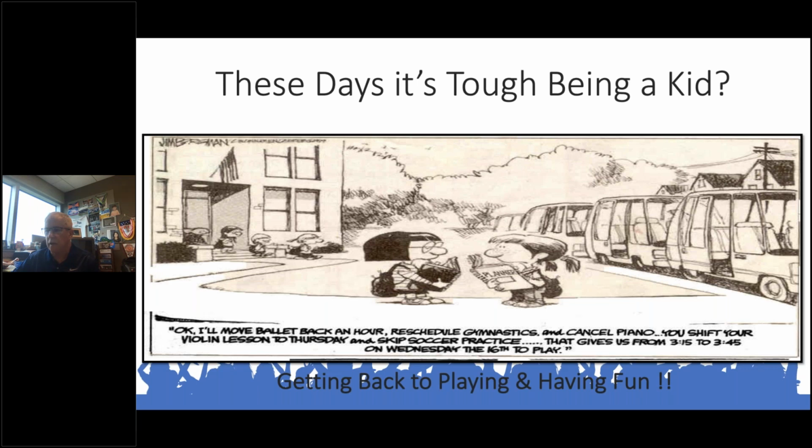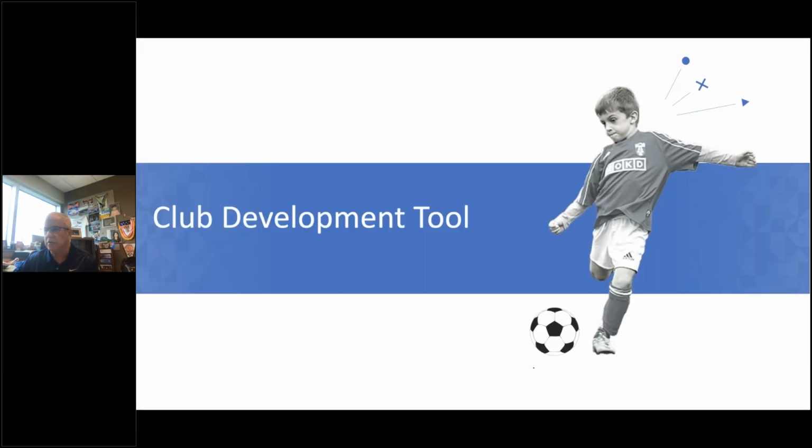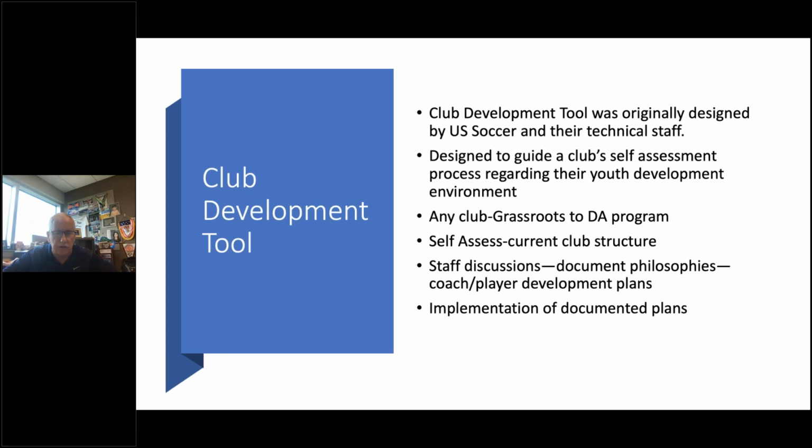Okay, as we go through the club development tool, one of the things we need to realize is this was put together by US Soccer and their technical staff. So this is something that they kind of presented to us. I think I was in Dallas when they did this, and it's something I think that the clubs can use to help self-assess themselves. Now, again, if you've got a grassroots club or a DA program, you can kind of meld what you want to do with it, and we'll look at how it's put together. But again, it's a self-assessment, so you want to look at your current club structure.